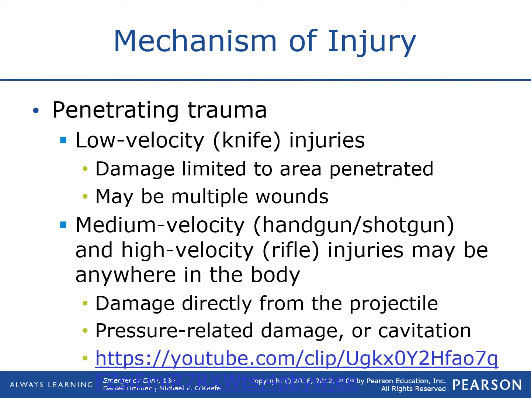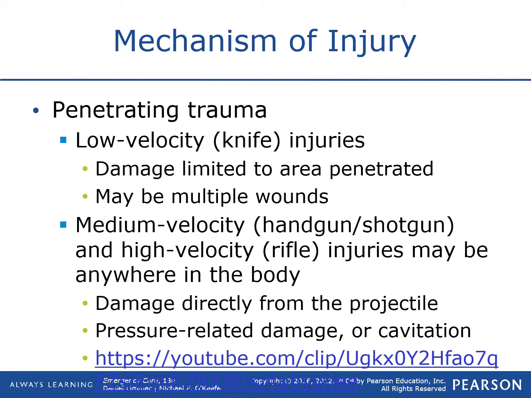Medium velocity ones would be someone who was shot with a handgun or a shotgun. Then high velocity injuries are usually rifle rounds. We get worried with medium and high velocity penetrating trauma because not only do you have the damage from the bullet, the projectile, that's going to rip through your body and cause damage where it went through, but you also have something called cavitation.